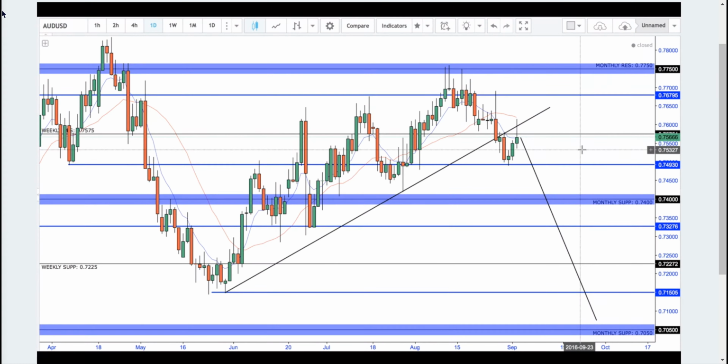Highlight your price structure, look for trend lines, daily, weekly, and combine that with the factor of the moving averages.